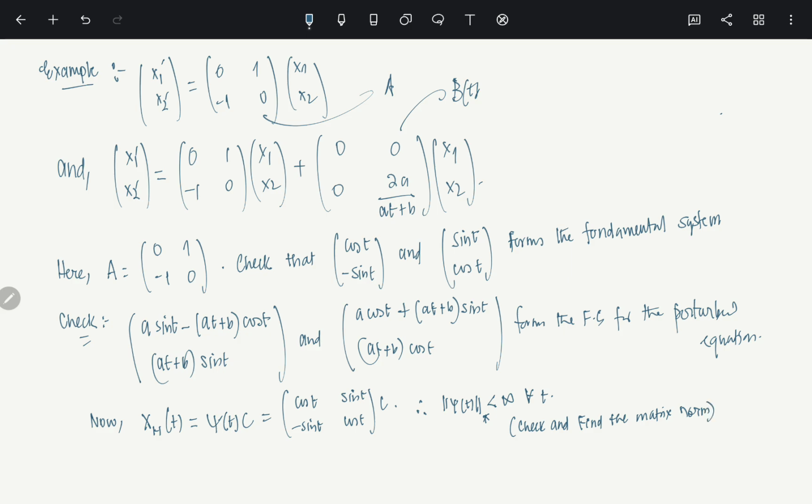Okay, I hope you can check this part, right? You just have to check, for a given matrix, what the norm of this matrix is. Once this norm is bounded, how do you show that all solutions of this problem are bounded? Tell me. You just have to see the norm of this matrix.